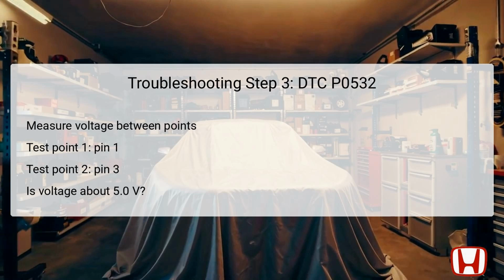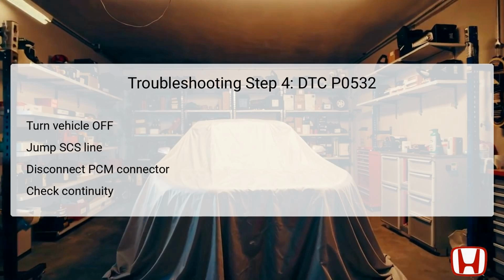If you find that the voltage reading aligns with the expected value, this indicates that the circuit is likely functioning correctly and leads to the conclusion that the AC pressure sensor may need to be replaced. If the voltage reading does not match the necessary output, proceed to check for other issues as directed in the troubleshooting procedure. For the fourth troubleshooting step, ensure the vehicle is turned off before starting any further checks.